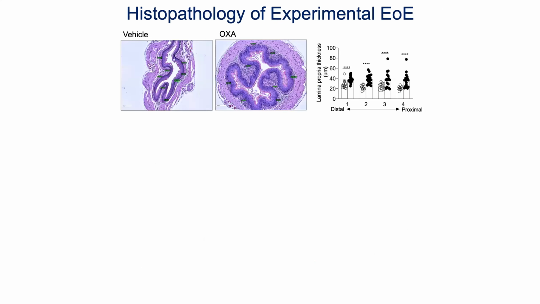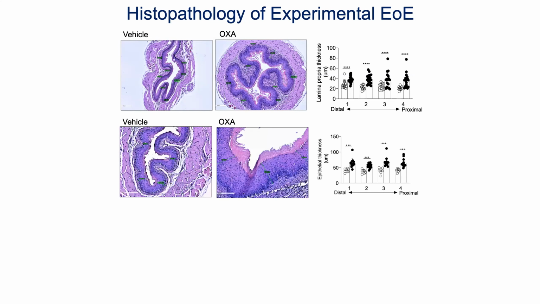Our analysis revealed that oxazolone-treated mice displayed marked thickening of their lamina propria. They also displayed increased epithelial cell thickening and had multiple invaginations. This is shown here in the photomicrographs, but also in the quantitative analysis, which is shown on the right.